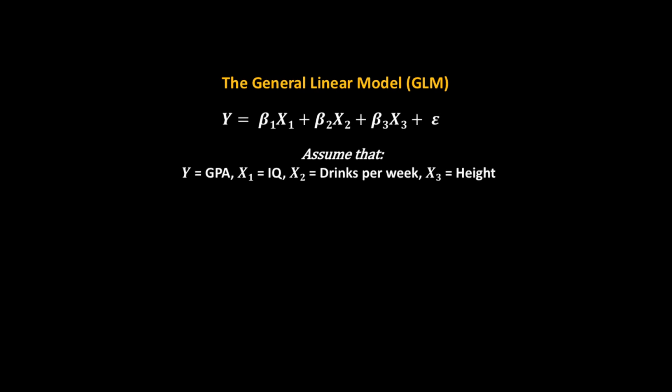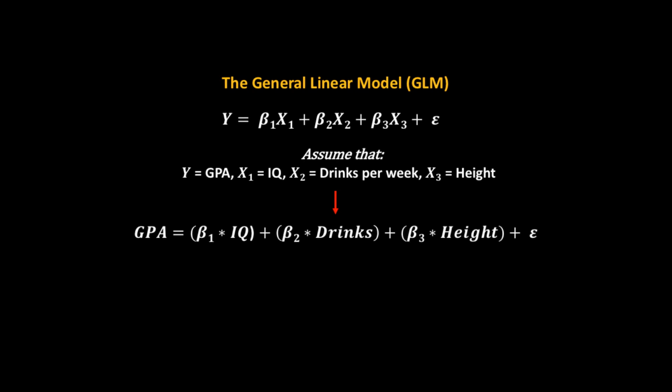Okay, so let's walk through this and give you an example with behavioral data, because it really is basically the same thing. If you understand multiple linear regression, which is what this is, that's all we're doing at each voxel in an fMRI analysis. So let's say that we had some explanatory variables. We're trying to predict something like GPA. We have variables like IQ, drinks per week, and height.